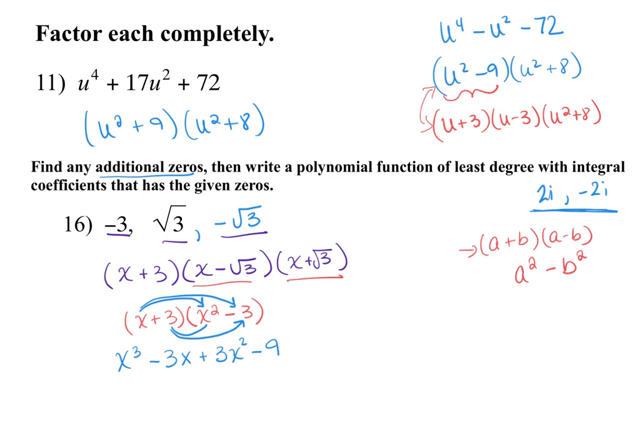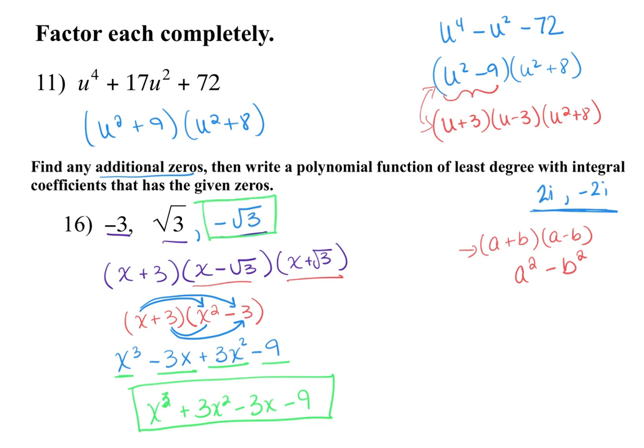I do want to put this in standard form. Standard form means highest degree to lowest. So I'm going to say, well, x cubed, that's the highest. 3x squared, that's next. Negative 3x. And then negative 9. And that is the second piece of that. So I gave the extra 0 there. That answered that. And then write it in standard form here is that one.